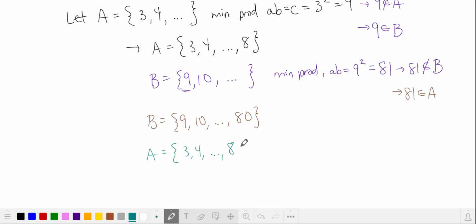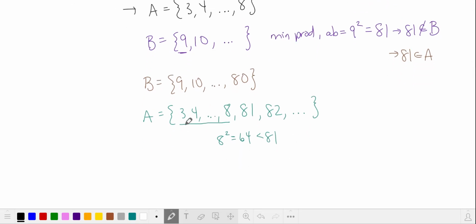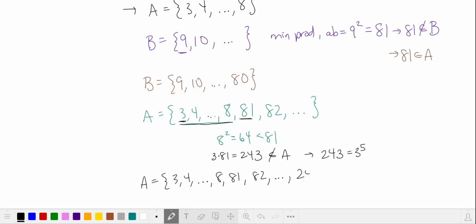Here is A so far ending with 8, and then we'll skip up to 81. We note that the largest product of these first few elements is the square of this largest element, and we note that it's less than 81, so we're still good. So after 81, we'll continue with 82 and so on, and we'll see how far we can go. We've taken care of the product of all of these first 6 elements. The next largest product is going to be 3 times 81, which is 243, which means 243 cannot be in our subset A. So let's keep going with our set A, and we'll stop at 242.